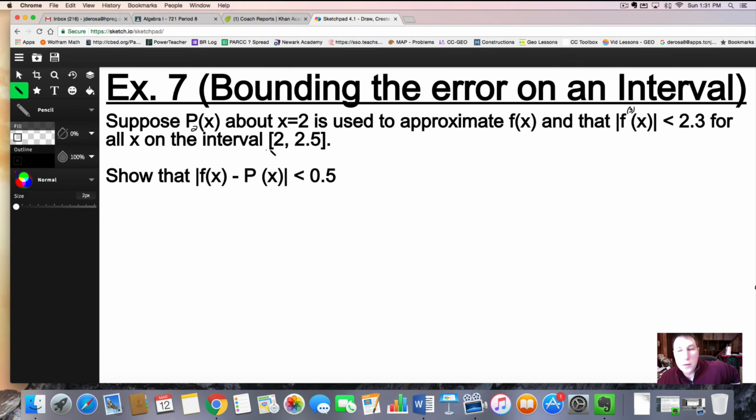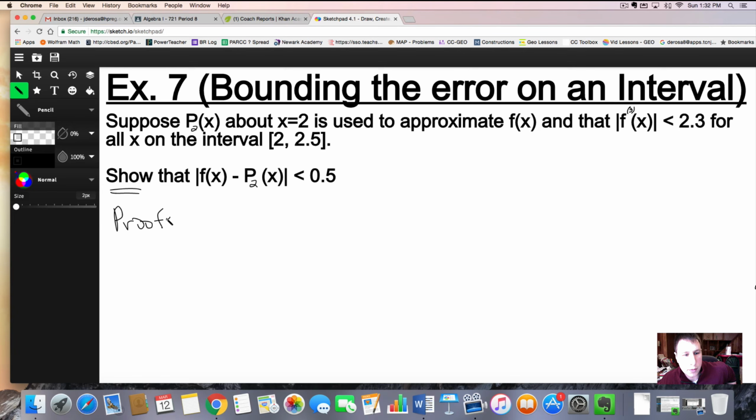For all x on the interval from 2 to 2.5. And now they're asking us to show that f of x minus p sub 2 of x is less than 0.5. All right, so let's break this down. Whenever you see the word show in math, they do want a mathematical argument. They want it to be tight and accurate. You can call it a proof if you'd like, but that's what they're looking for. We want to show that that has to be true.